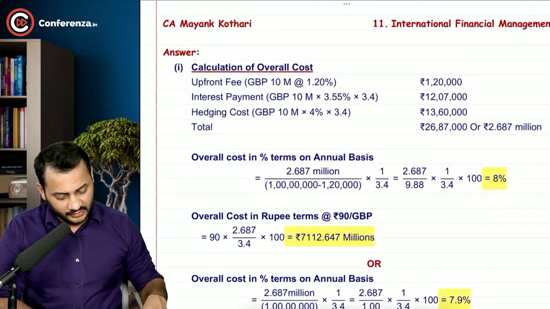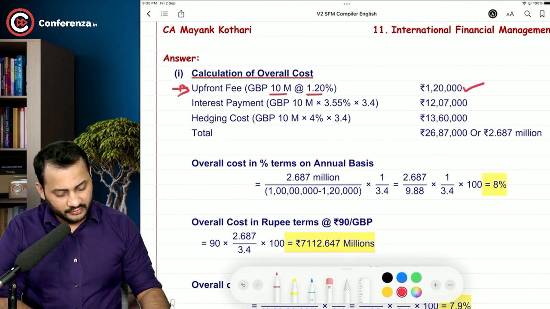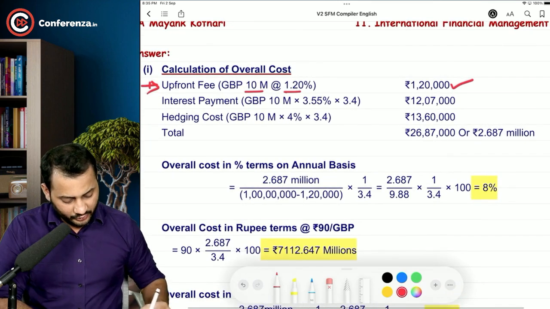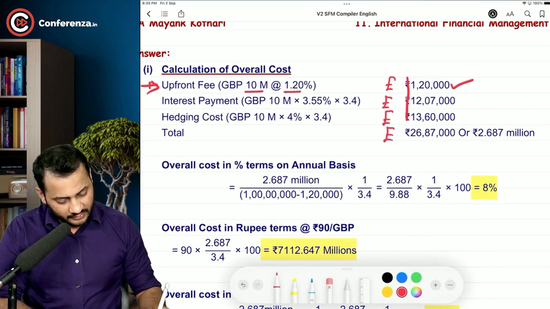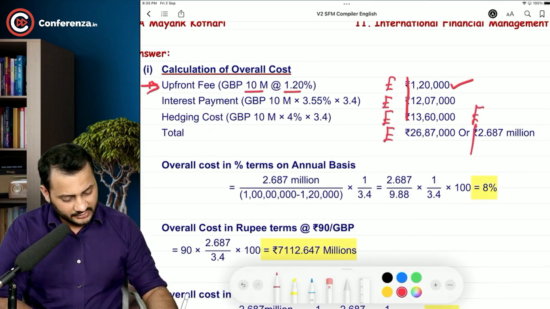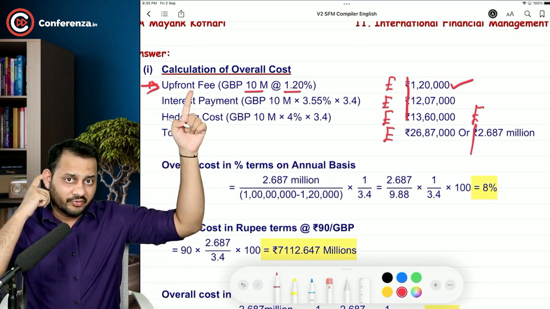Just a second. There are multiple ways in which the answer has been calculated. Upfront fee: 10 million into 1.2%, 1,20,000, and you need to make some changes here. This is not rupees. This is all pound, pound and pound and pound. That's what the mistake is. Pound. Okay. So 1,20,000 pound upfront fee.